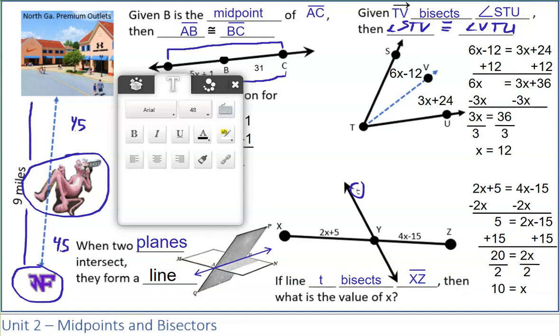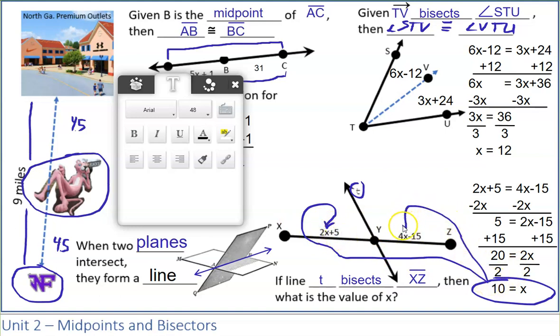If they asked me to find the length of the segment, I would then take that 10 and plug it into either one of these. That one looks like the easiest one, it has no negatives. I'll plug it into there and I get 2 times 10, 20 plus 5, or I could plug it into here, it just depends on what they're asking for the segment length, and that would be 40 minus 15, which is also 25. And you can see how that is the correct value of x to show that those two segments are equal from this bisector. All right, I think that covers it.